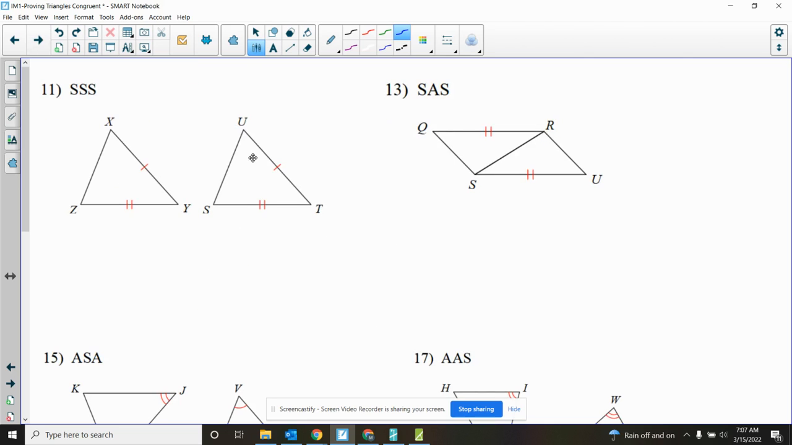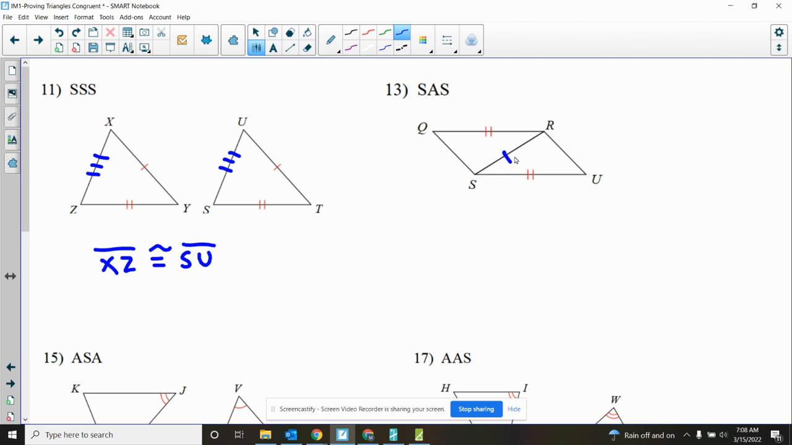Okay, for these, if I want to show that everything matches using SSS, I've already got one set of matching sides, a second set. I need to show that these match each other. So XZ needs to be congruent to SU. Now the order in which you list the letters doesn't matter. ZX is the same as XZ, US is the same as SU, but do make sure you're putting the little line on top and the congruent symbol in the middle.